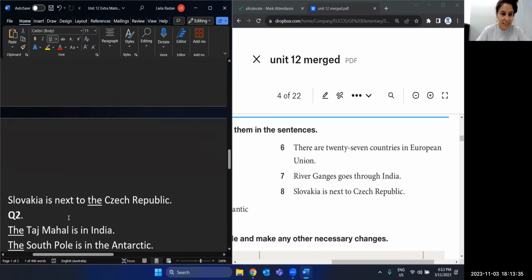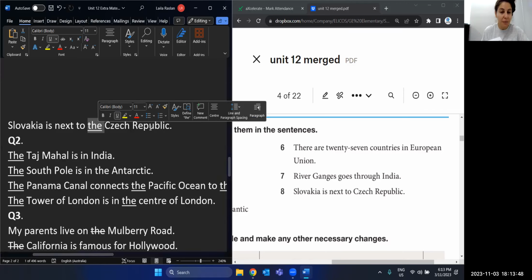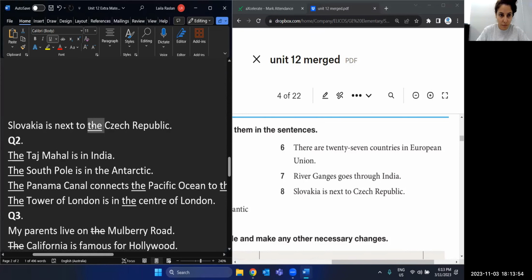And the last one, Slovakia is next to the Czech Republic, because we have the word republic. It's like saying the United States of America, the Czech Republic, the Dominican Republic. You need the. The Czech Republic?